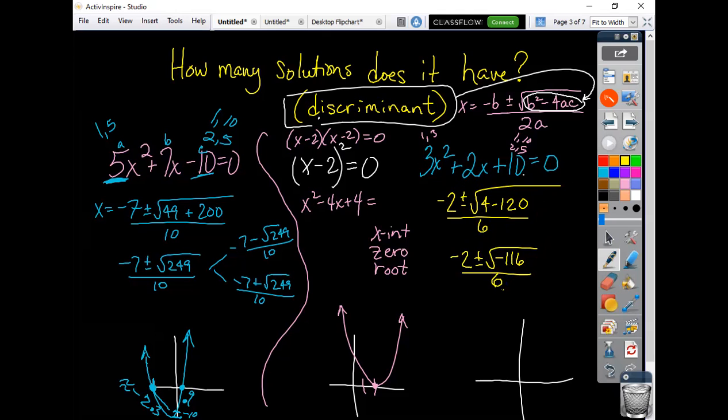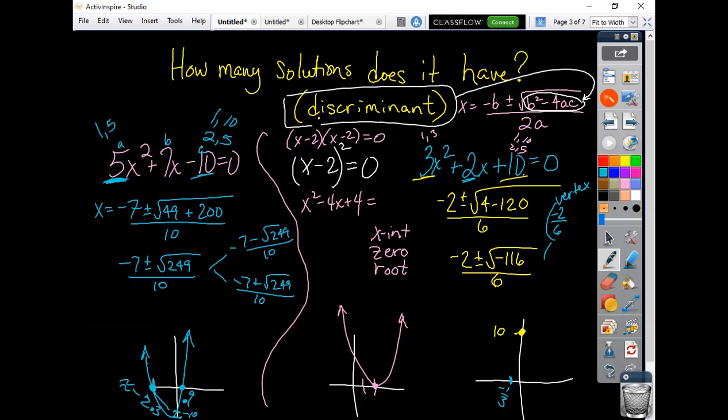Now we do know, again, from the original problem, that it had a y-intercept of 10. We know it's opening up. If we wanted to find that vertex, remember we did this too? Negative b for the vertex. Negative b would be negative 2 over 2a. 2 times 3 is 6.